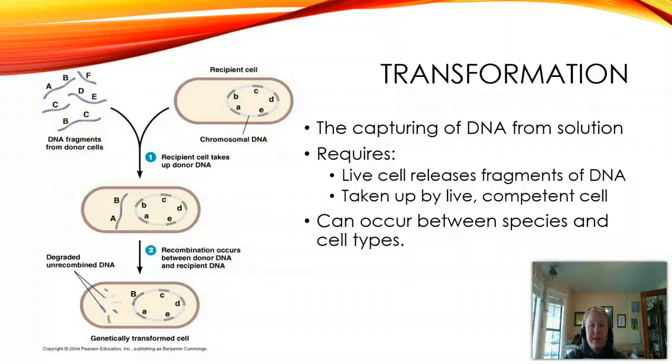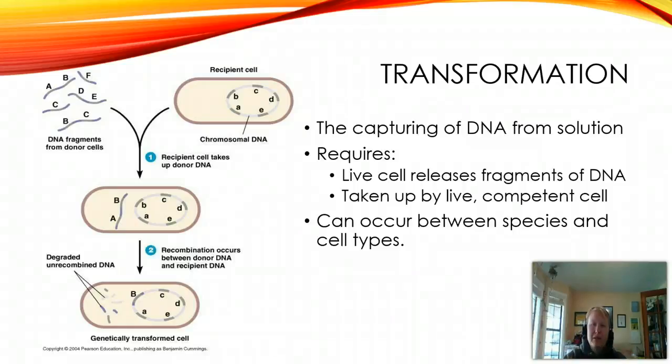This is when a cell will spit out DNA fragments from a donor cell. So they just dump out fragments. There's also a recipient cell that's present, and this recipient cell has to be competent, which means it has to be able to take up these DNA fragments. Not all cells are capable of doing this at all times. So that's one aspect of it.